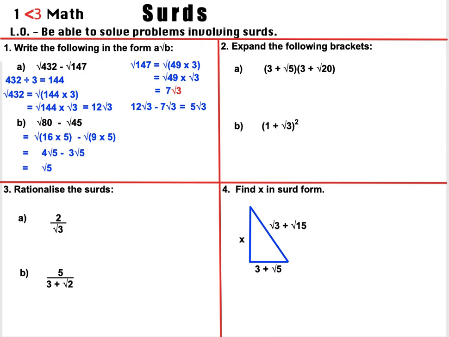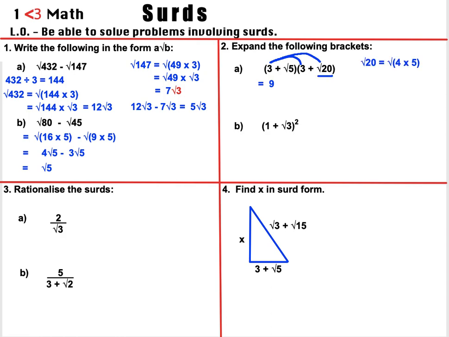Now expanding the brackets, we're going to use the FOIL strategy. So for part A, everyone likes a good part A, we're going to multiply out very carefully. 3 times 3 equals 9. That's FOIL first. 3 times root 20. Now I'm going to actually deal with the root 20 separately because I can simplify that.